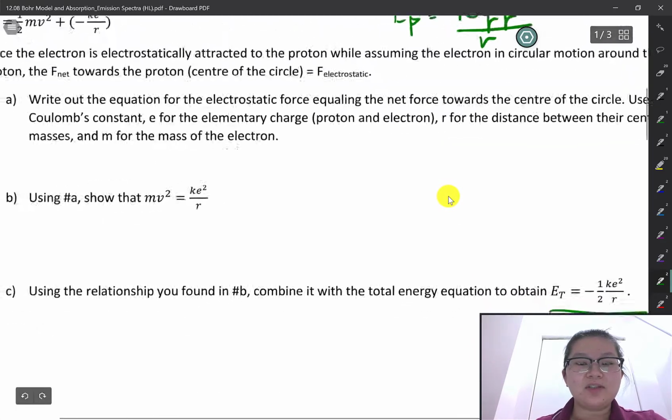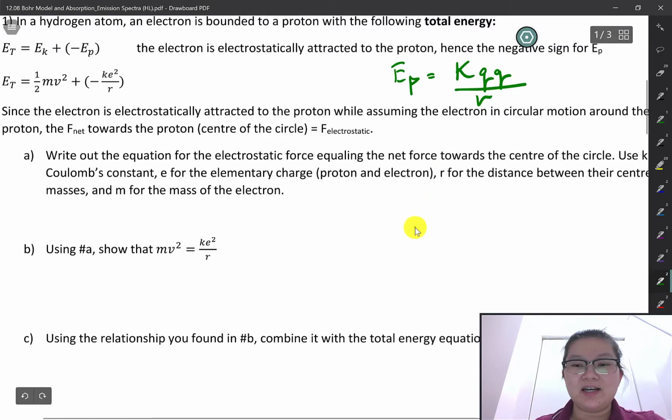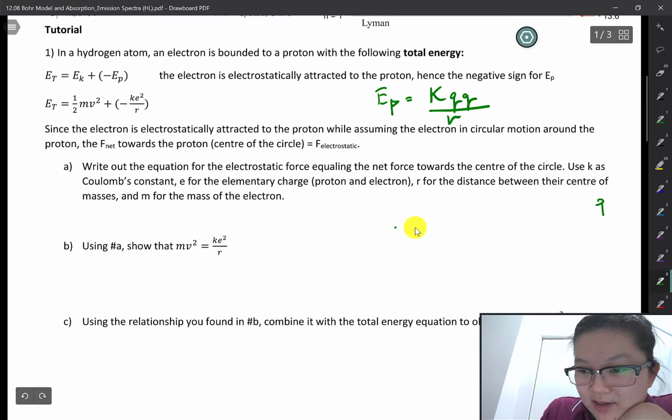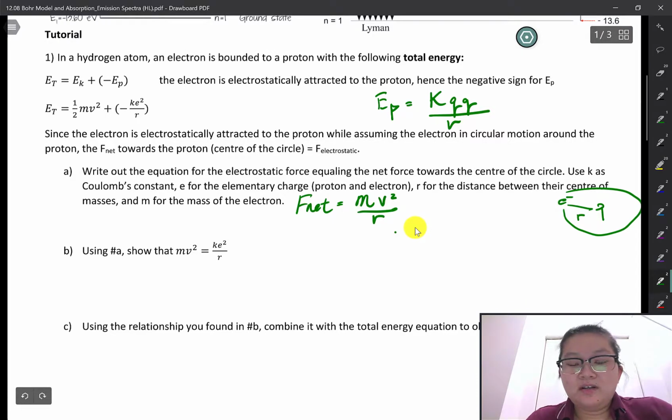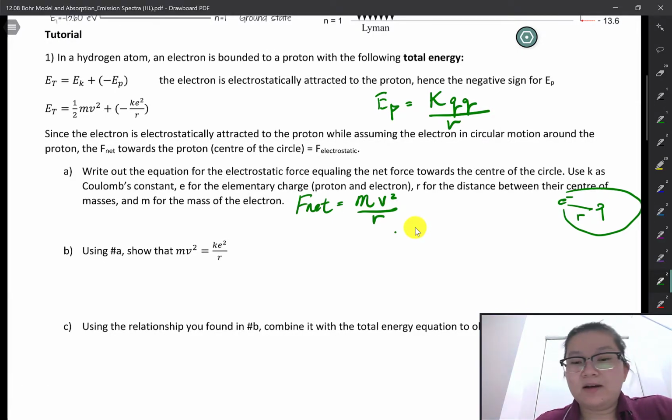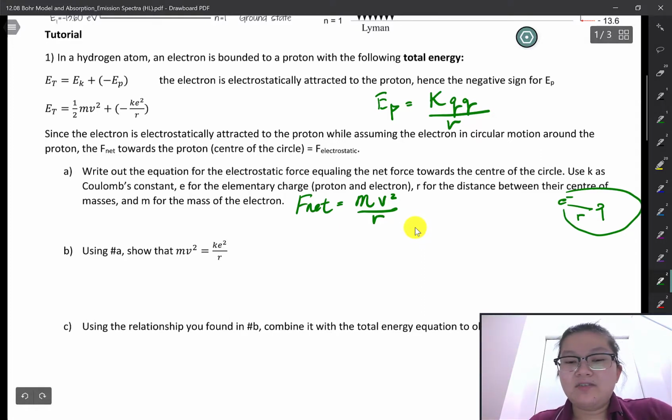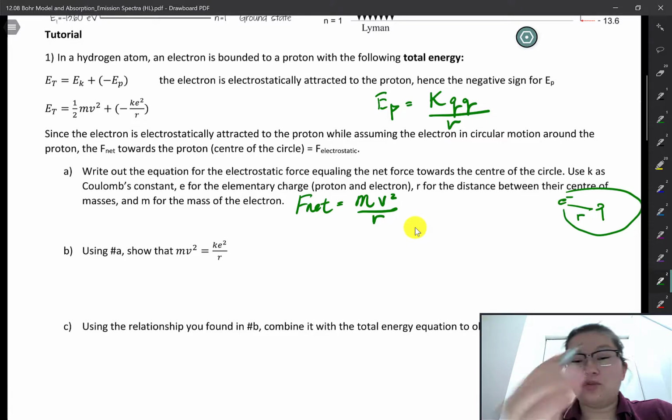So essentially what this question is asking is, imagine you have a proton and an electron that is orbiting this proton. Write the F net equation that describes the circular motion of the electron around the proton. So here we have m, the mass of the electron, times the linear velocity of that electron squared over r, which is the distance it is from the proton it is orbiting.